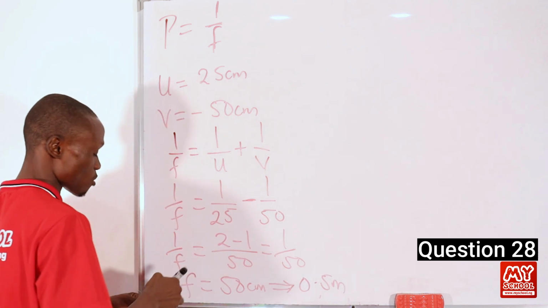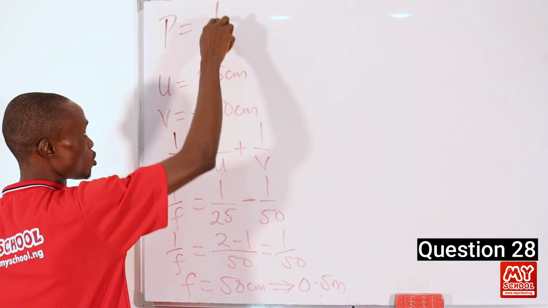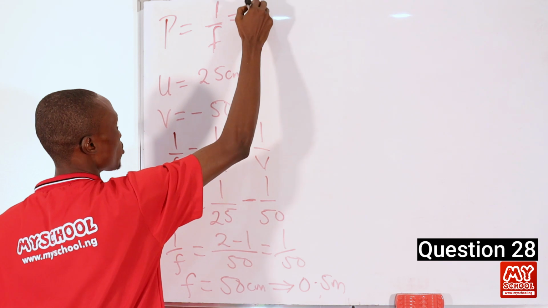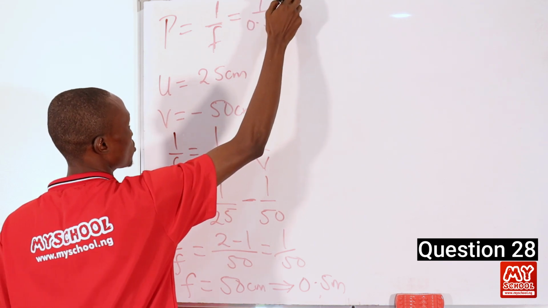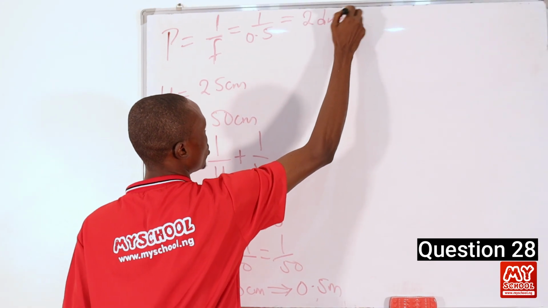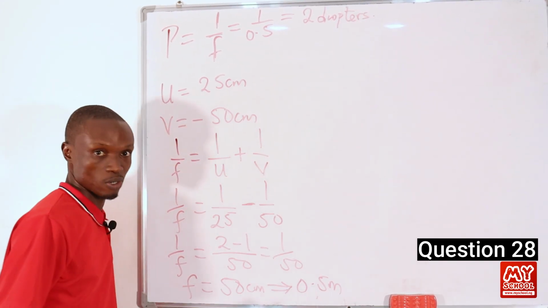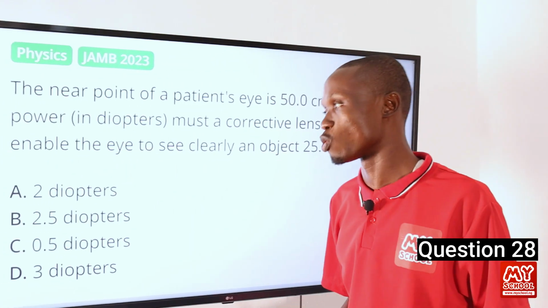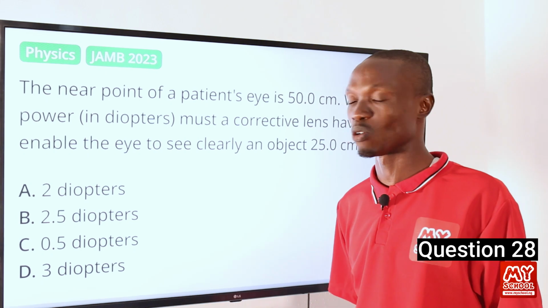So now that we've calculated the value of the focal length, we just substitute it into our original equation. So here we'll be having 1 over 0.5. So this is equal to 2 diopters. So let's move over to the screen to pick the correct option. From our calculation, we got 2 diopters. So that makes option A the correct option.